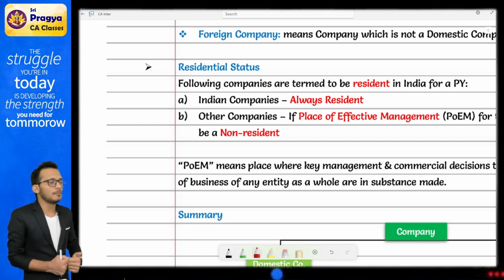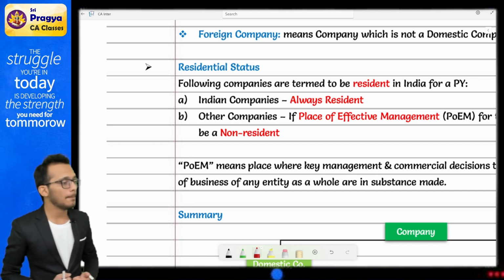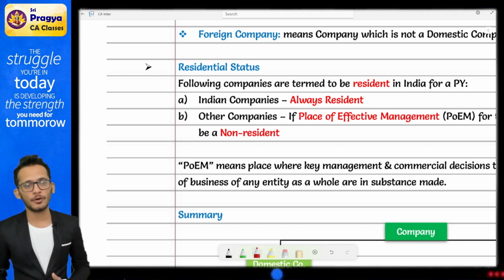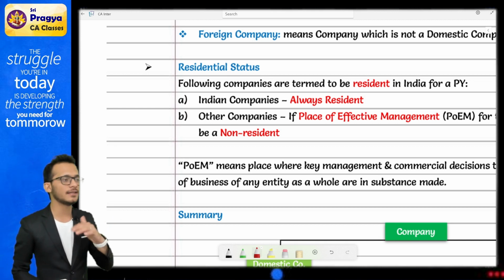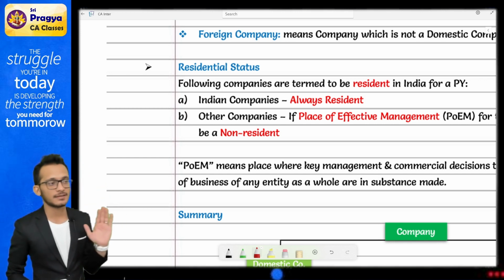For those two, I will find something called POEM. Income tax comes and says that if your POEM is in India, then it is resident. If the POEM is outside India, then it is non-resident. Simple, straightforward case.